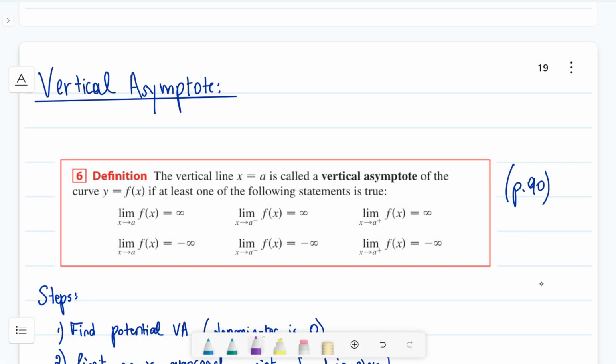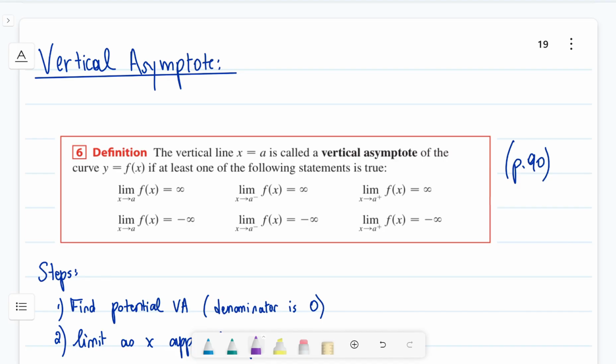So let us learn about vertical asymptotes. The vertical line x equals a is called the vertical asymptote of the curve y equals f of x if at least one of the following statements is true. Limit f of x as x approaches a is infinity, or limit f of x as x approaches a is negative infinity. Limit f of x as x approaches a from the left is infinity or negative infinity. Limit f of x as x approaches a from the right is infinity or negative infinity.